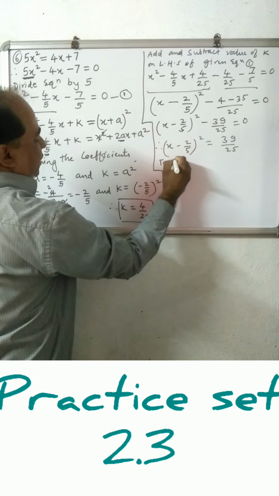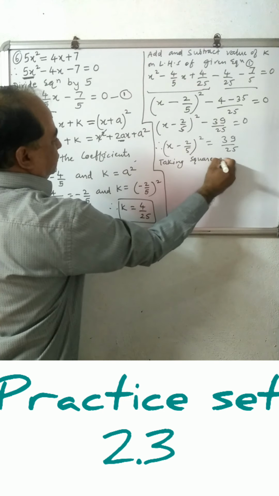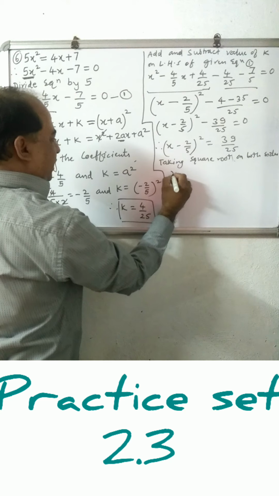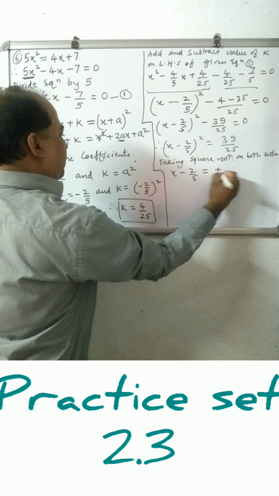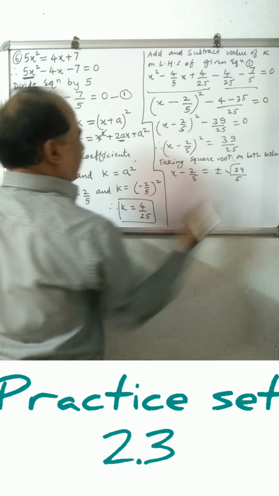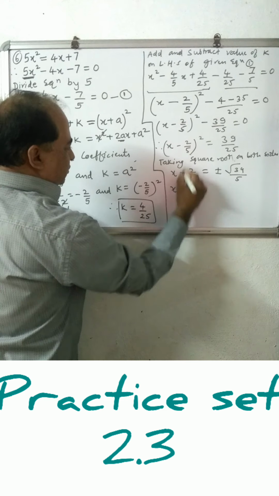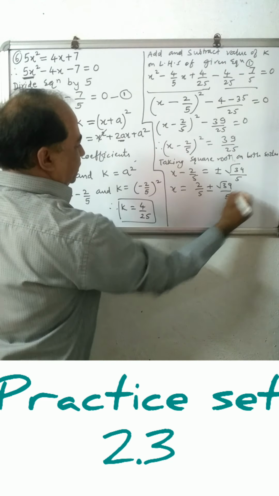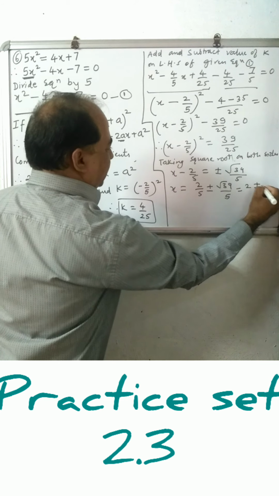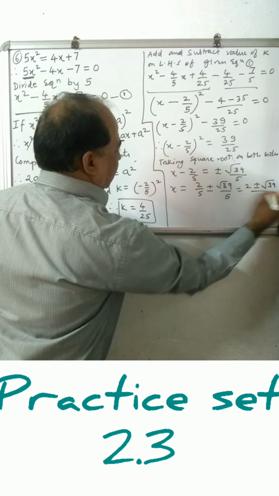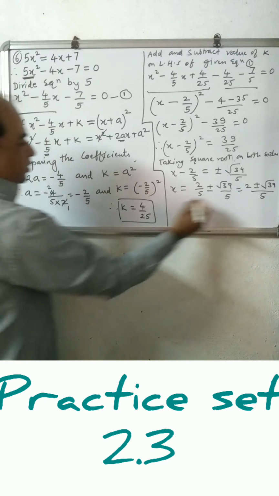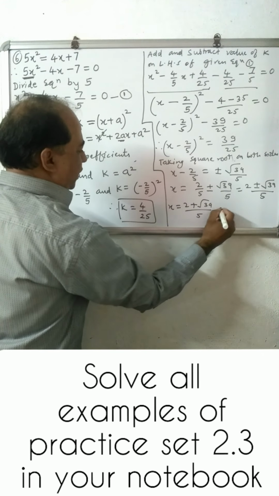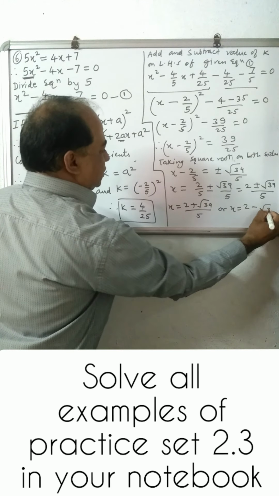Now taking square root on both sides, we will get x minus 2 upon 5 is equal to plus minus root 39 upon 5. That is, x is equal to minus 2 upon 5 will jump, plus 2 upon 5 plus minus root 39 upon 5, which is equal to 2 plus minus root 39 upon 5. Denominator same, common denominator. Therefore, the roots are x is equal to 2 plus root 39 upon 5, or x is equal to 2 minus root 39 upon 5.